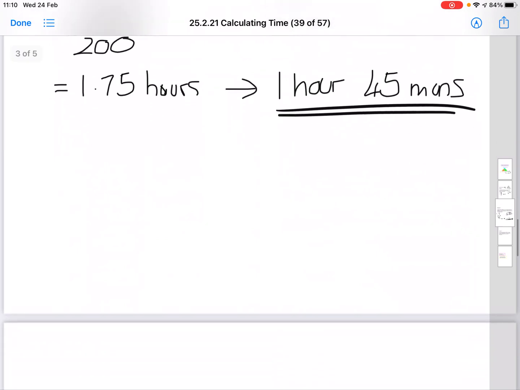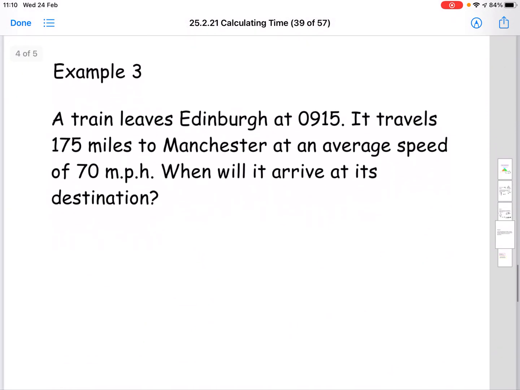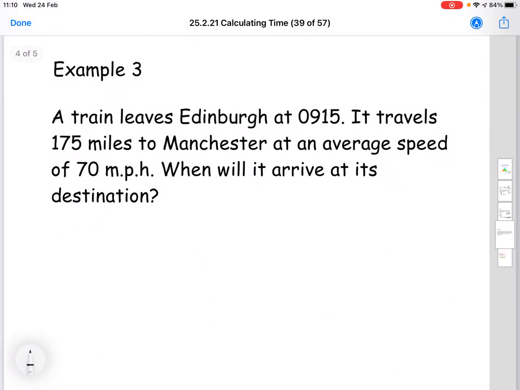Okay, the last question here is a purple style question. So there's a little bit more to this question. So we have here, a train leaves Edinburgh at 9:15 in the morning. It travels 175 miles to Manchester at an average speed of 70 miles per hour. When will it arrive at its destination? So here we need to calculate the time that it takes to do this journey, but then we also need to work out what time we're going to arrive at, because we know the time that we've left at. So let's start off with finding time.